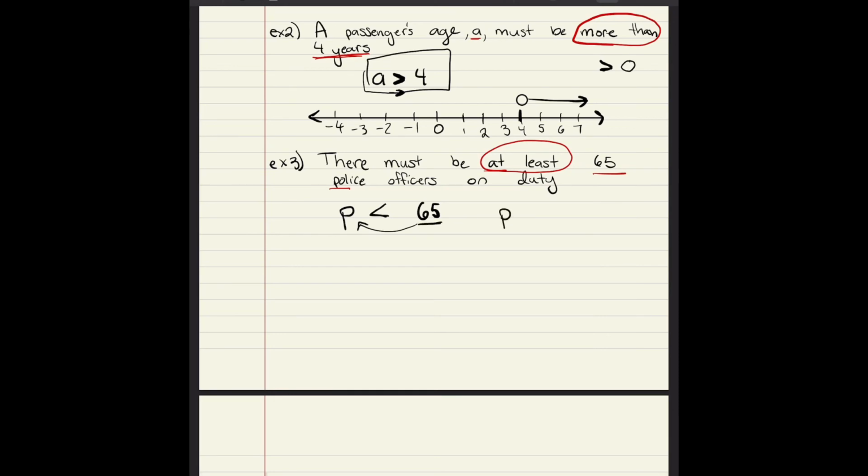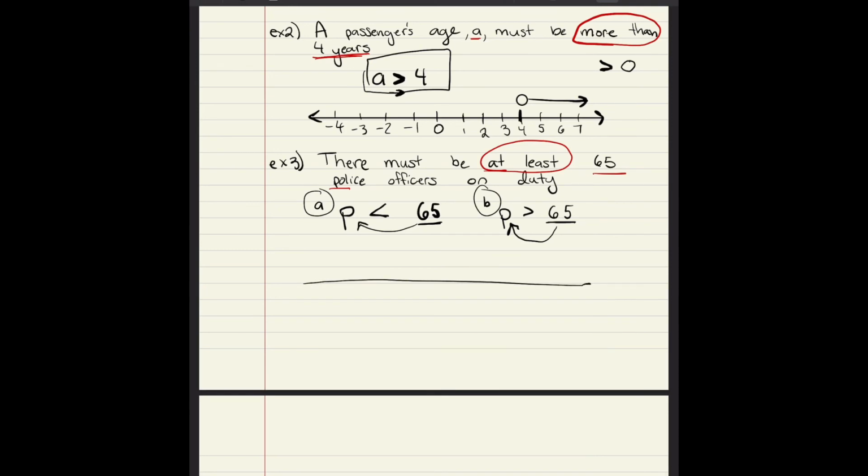If I have P is greater than 65, then I'm saying that the smallest amount I can have of police officers is 65, and this number is anything bigger than 65. So what do you think it is? Do you think it's A or B? We will answer that in our designated meeting time. And then we will graph it too.